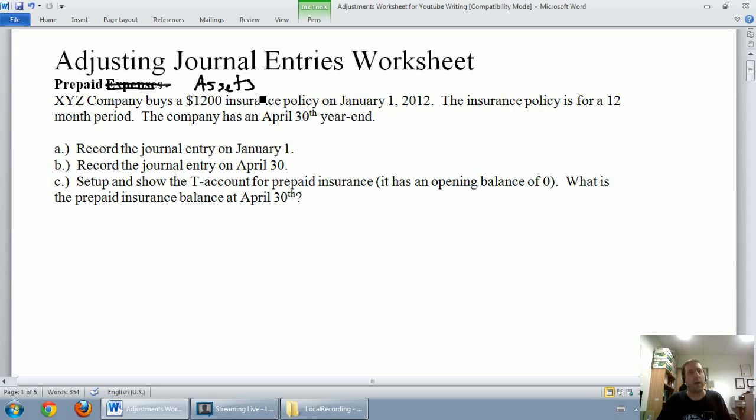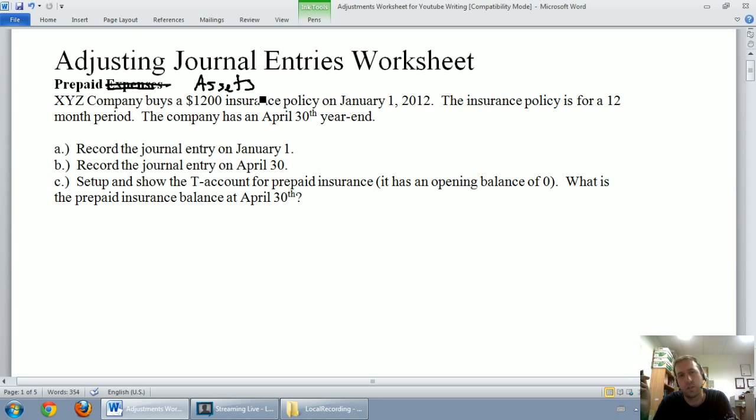It's a cost that you pay. And you don't get to pay for insurance after the year's over. That wouldn't make any sense. You pay for insurance in advance. And so almost all companies have insurance policies of some sort, and so almost all companies have to deal with this prepaid insurance cost.